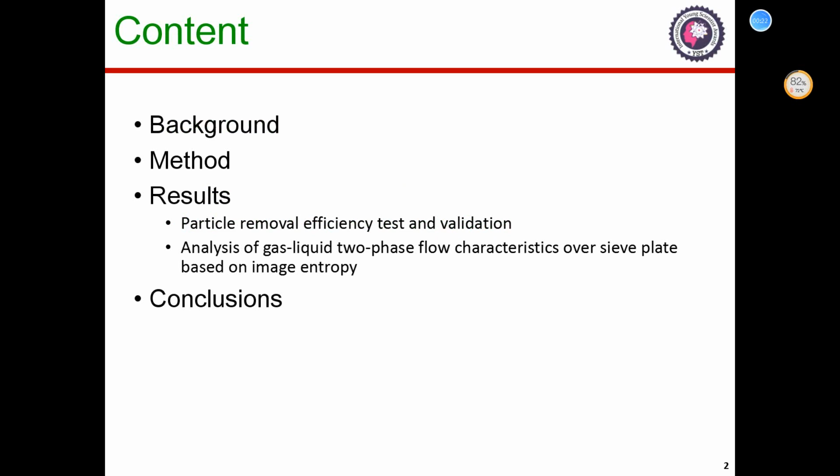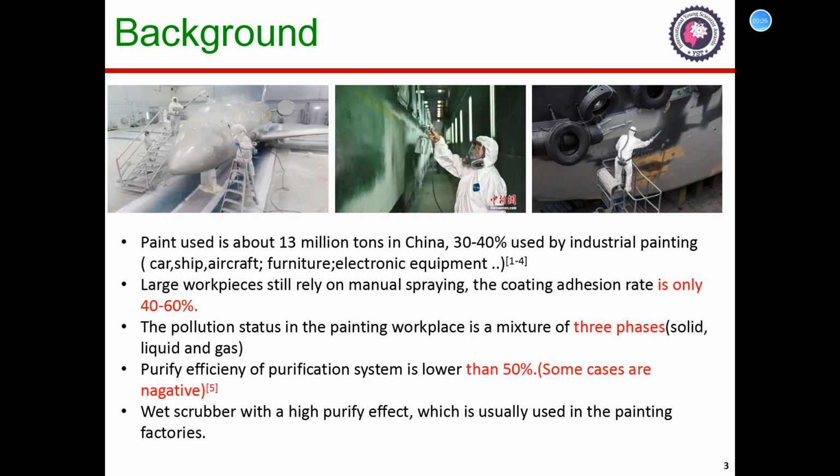My presentation has 4 parts. The first part is the background. As the data shows, the paint used in China is about 30 million tons per year. About 50 to 60% of it is used by industrial painting, such as cars, ships, furniture, and electronic equipment.